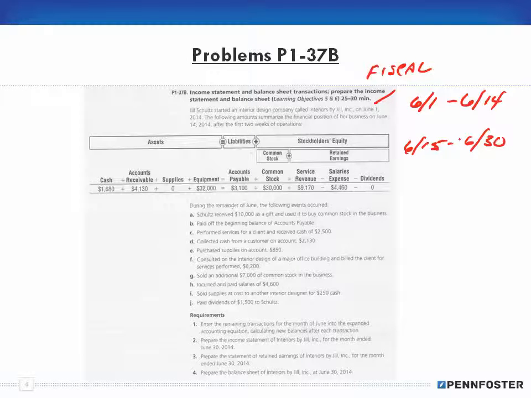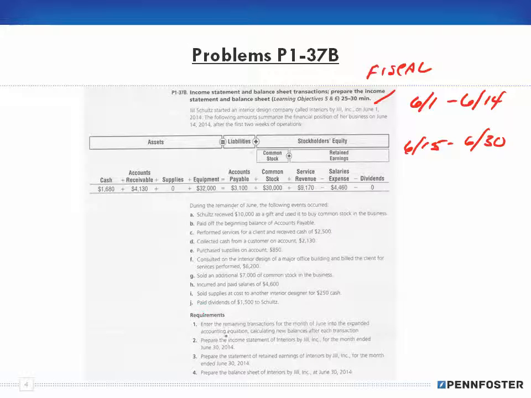June has 30 days. So we're going to the end of June. So during the remainder of June, the following events occurred, right? So these are all of the events. All right, they're calling them events. The reason why they call them events is because some are transactions and some are not. So they're all events. Like we saw in the previous problem, there were some personal transactions that had occurred, well, personal events that had occurred, which are not transactions for a business, right? But we'll look at all of these anyway.